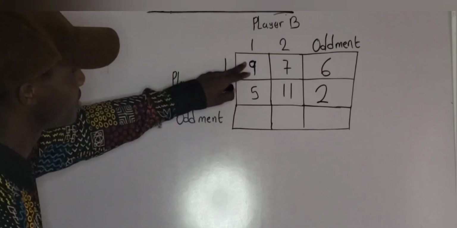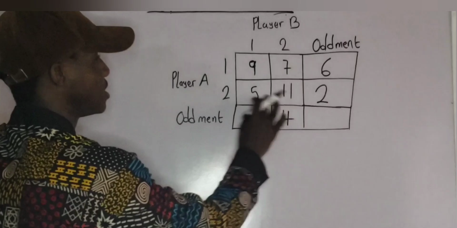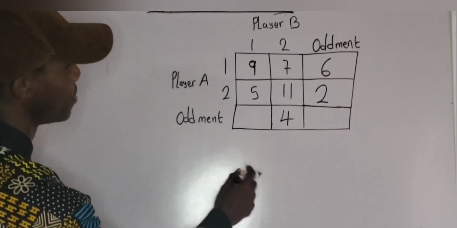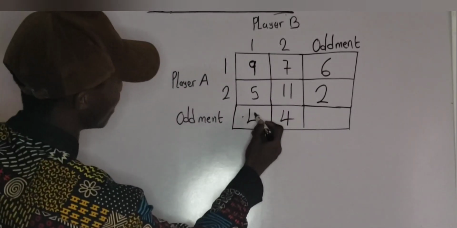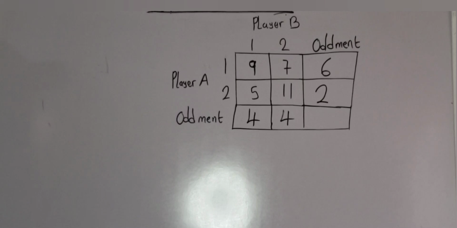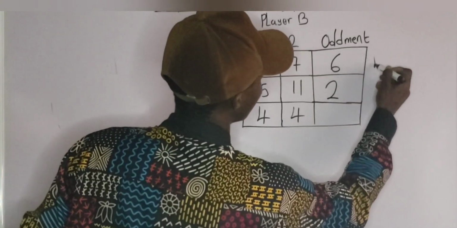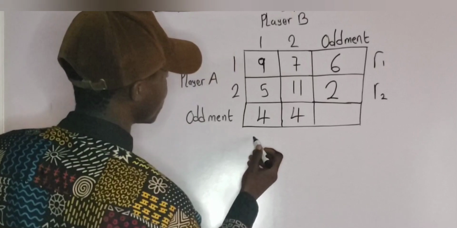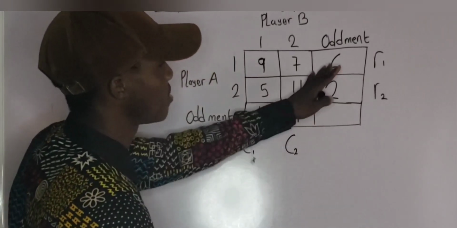For this, I'm going to have 9 minus 5. That is 4, right? So I'm going to write this 4 against the second strategy. That is the second column. So 11 minus 7. That is 4. So I'm going to write it here. That is what we call the oddment. Now, having taken the oddment, the next step is that we're going to take the probability. For this, I'm going to take the probability of row 1, probability of row 2. Let me call this C1, oddment 1, and oddment 2. We are going to take the probability of each oddment.